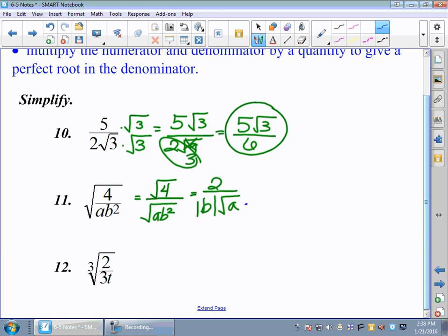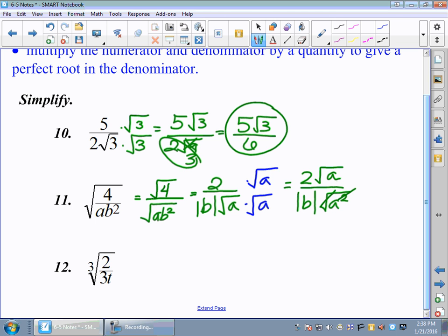So the only issue we have is that square root of A. So if I multiply both top and bottom by the square root of A, it'll become a perfect square. And so we end up with 2 root A all over absolute value of B root A squared. And then you get the A on the outside.